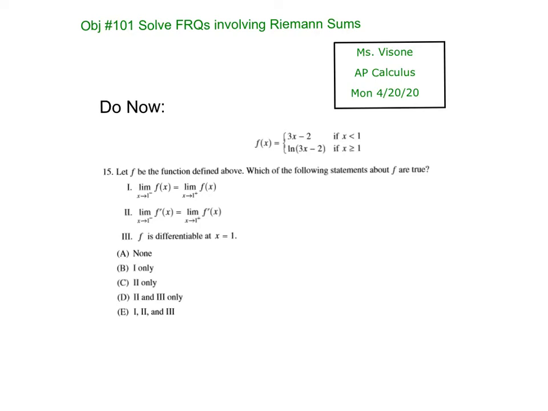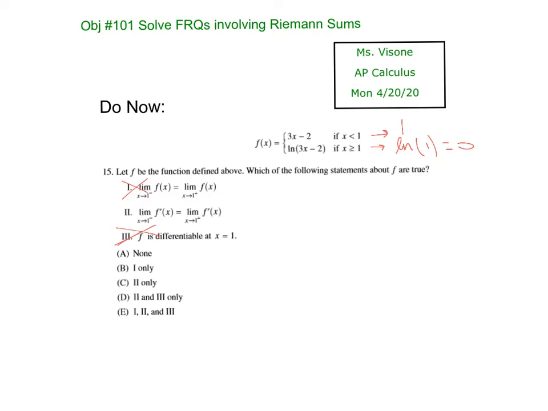So the first thing you should do when it's asking about limits is plug in. The limit from the left, limit from the right. If I plug into the top, I get 3 times 1 minus 2, which is 1. I plug into the bottom, I get ln of 1, which is 0. So the limit does not exist. So it's not 1. F is differentiable? Well, if the limit doesn't exist, it can't be differentiable.